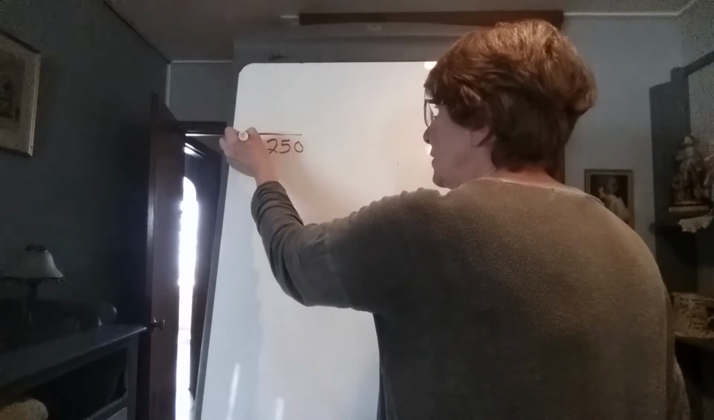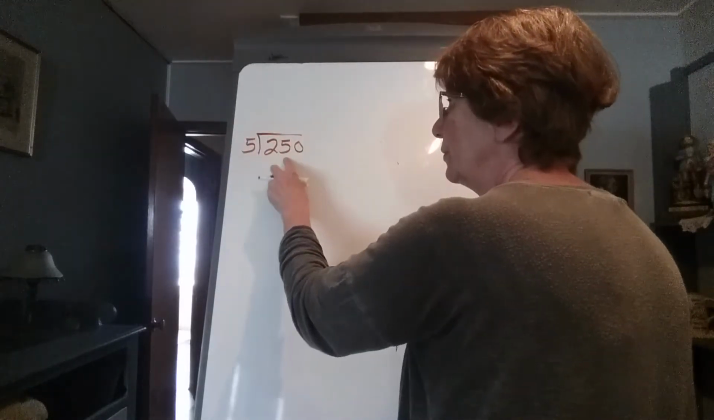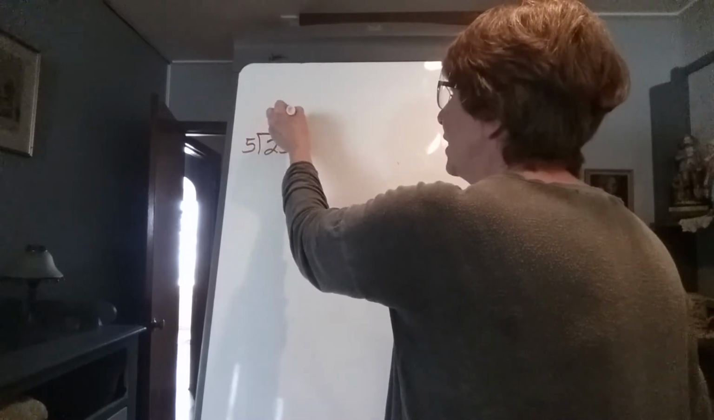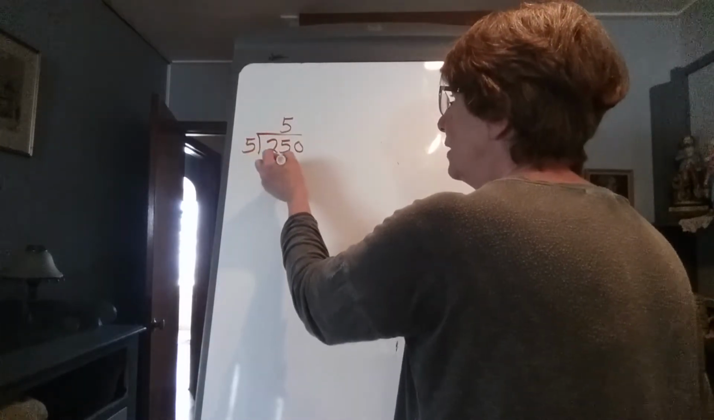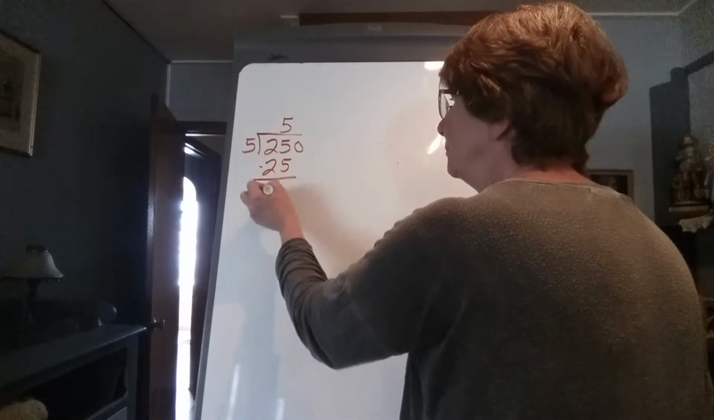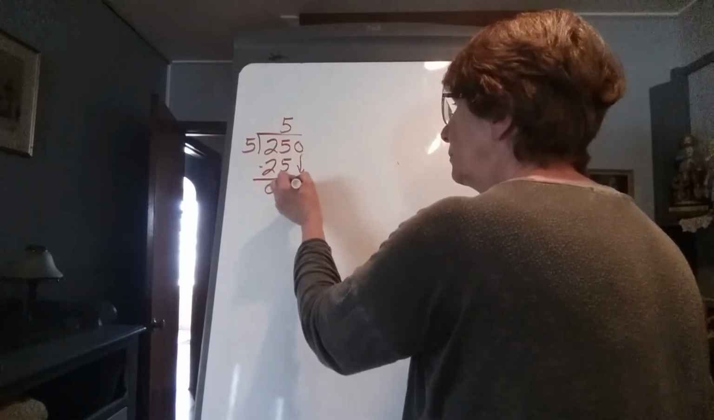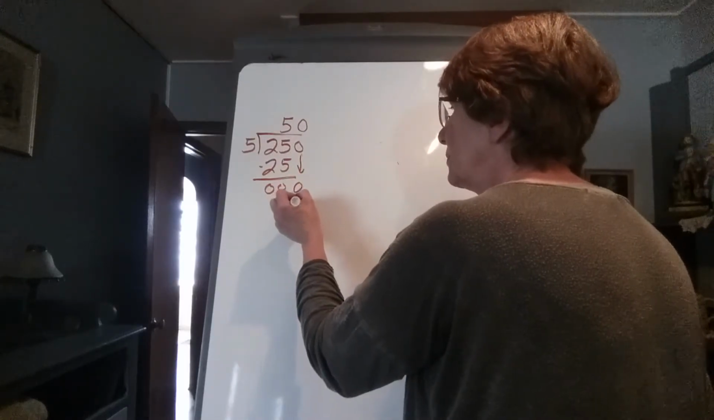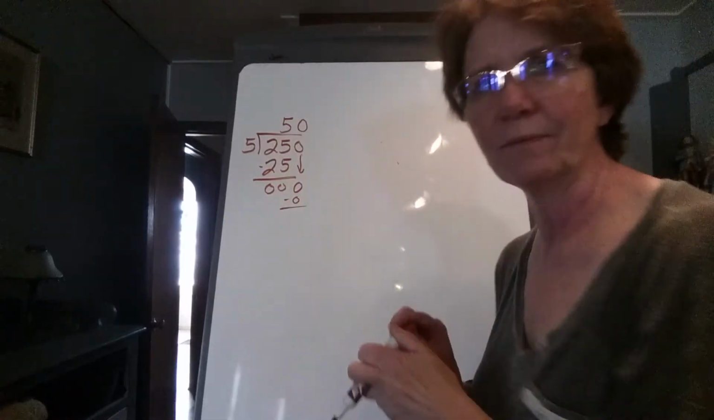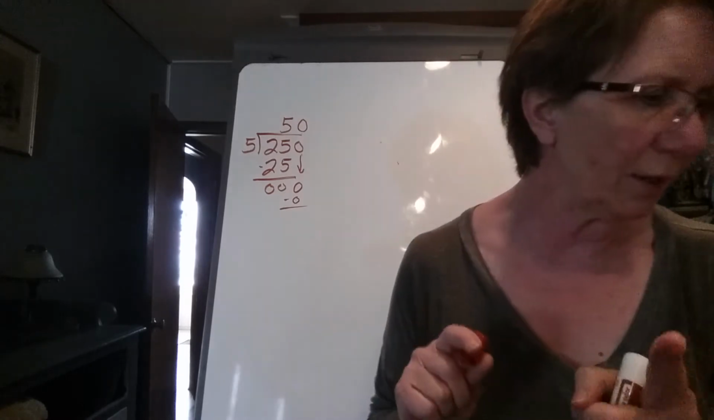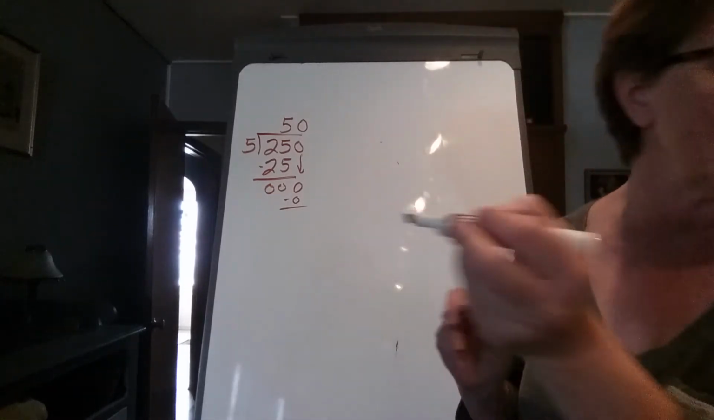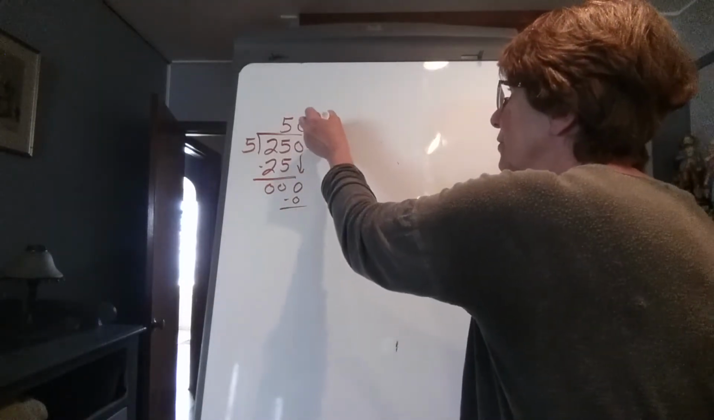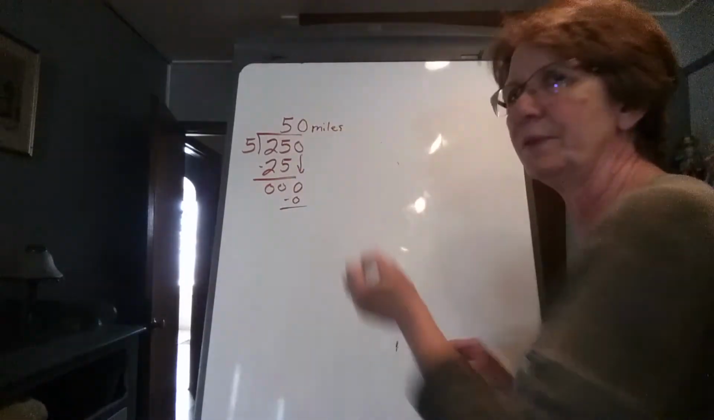250 divided by 5. Can't do 2, so 25. 5 goes into 25 5 times. Multiply, subtract, bring down your 0, 5 goes into it 0 times, 0 times 5 is 0, and you're set. Okay? So it's 50, but it's 50 miles each hour. So you would just want to put that label, 50 miles.